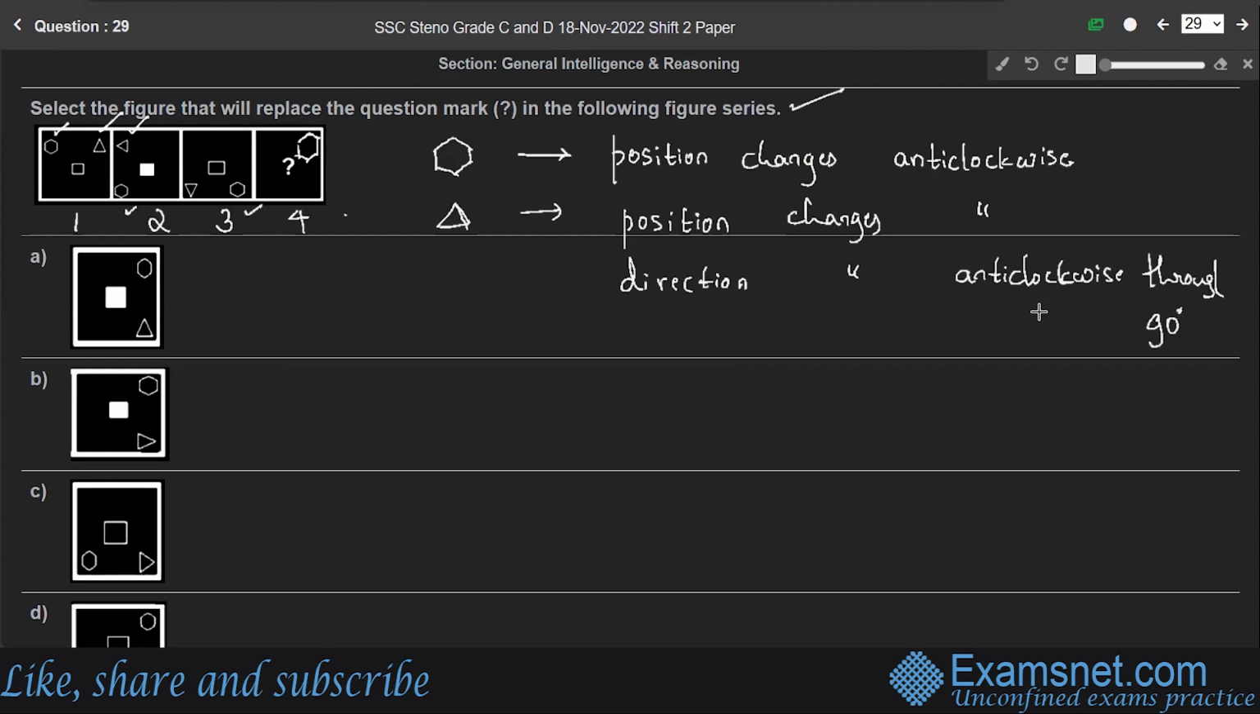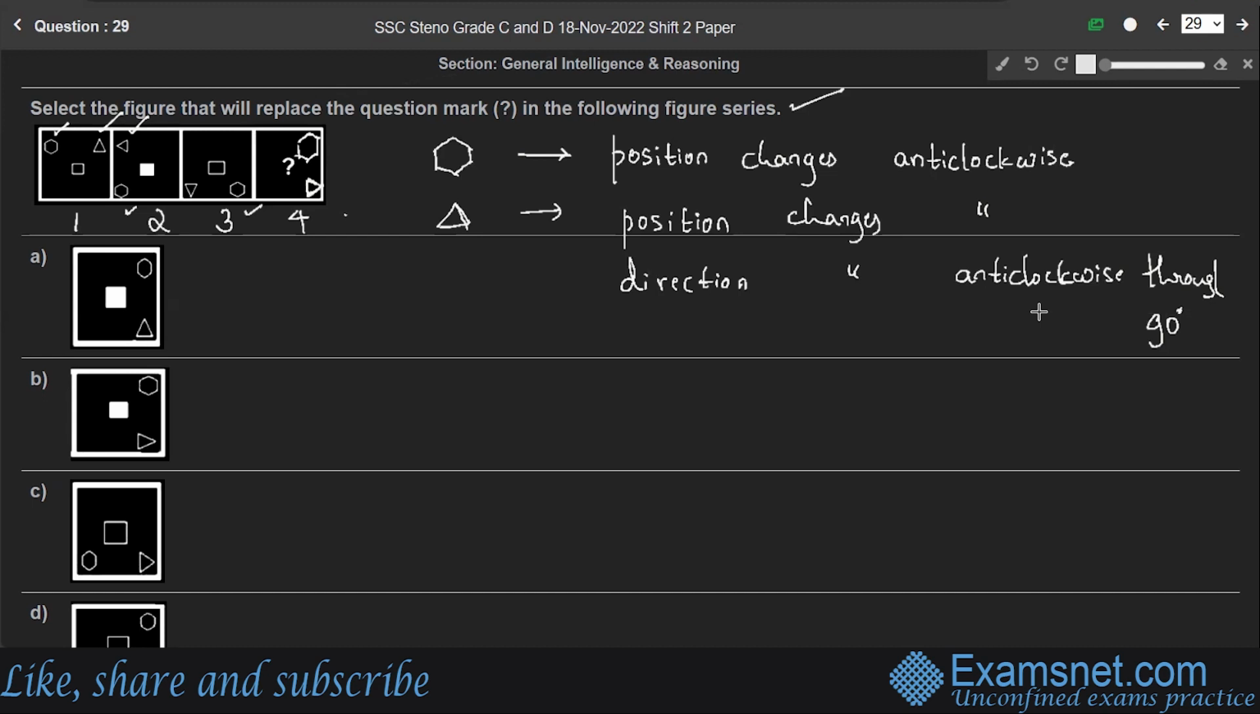Therefore, in the fourth figure, the position of the triangle should be at the bottom right corner and it should face rightwards like this, and it is unshaded, right?